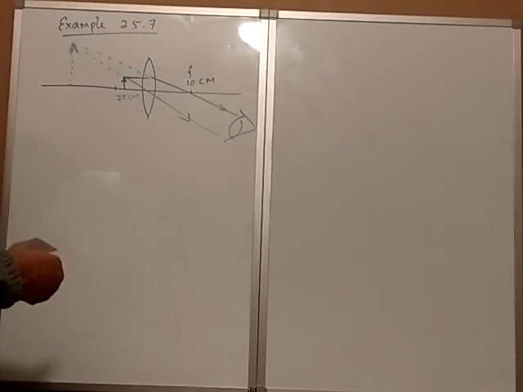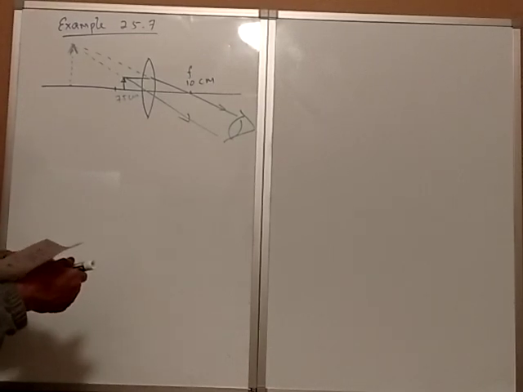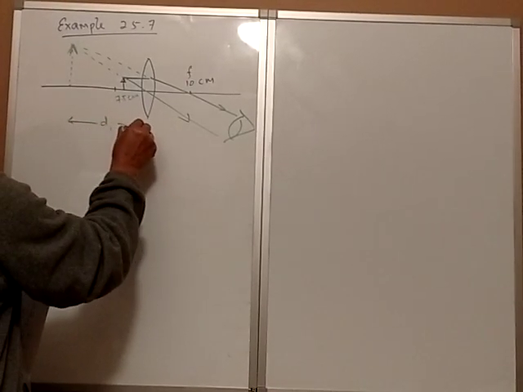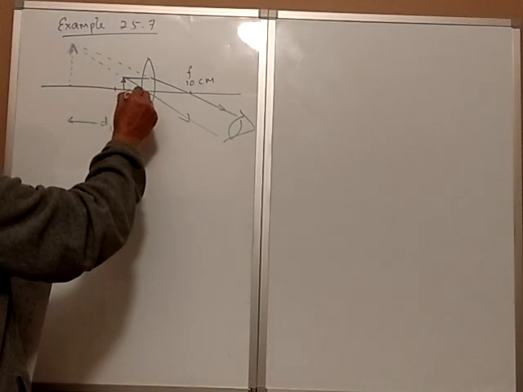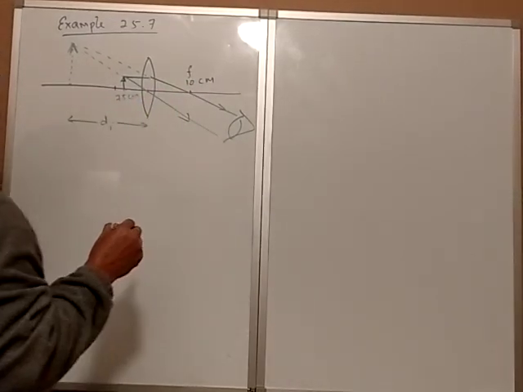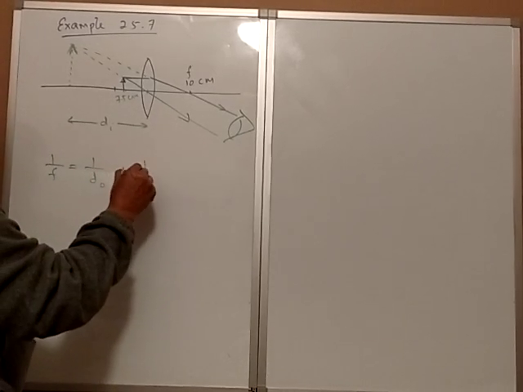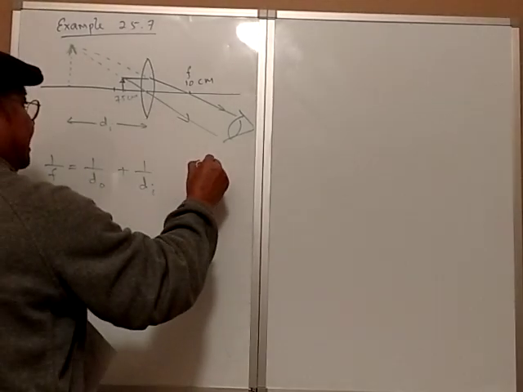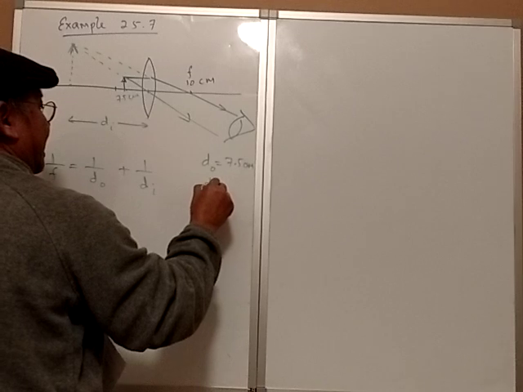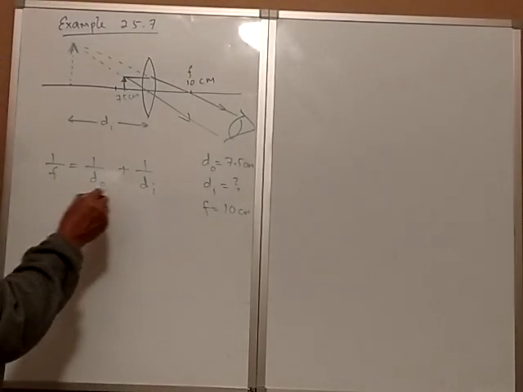So here, what you want to find is the distance of the image and the magnification, right? The distance of the image means this. Distance of the object is this 7.5 centimeters from here to here, right? Okay, this is the focal length, so that's 10 centimeters. So the formula is 1 by f is equal to 1 by d sub o plus 1 by d sub i. We know d sub o is 7.5 centimeters. d sub i is the one that we want to know. f is equal to 10 centimeters. So we know everything. We want to find d sub i.